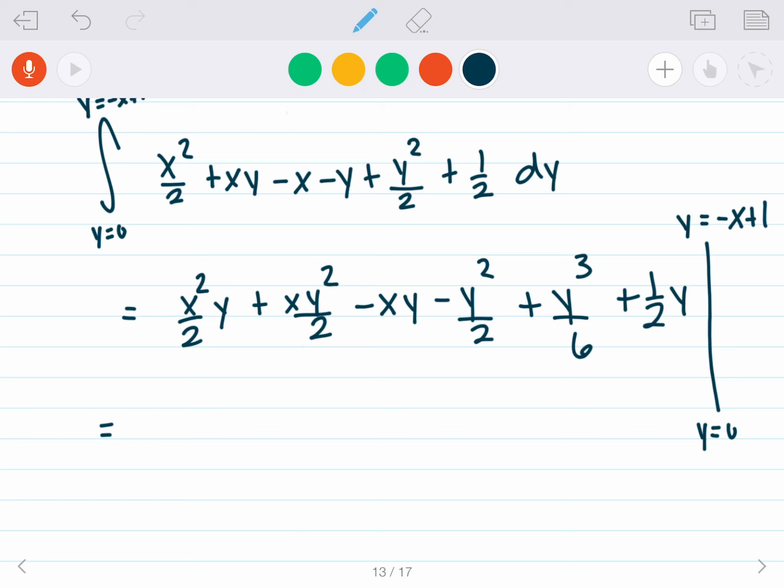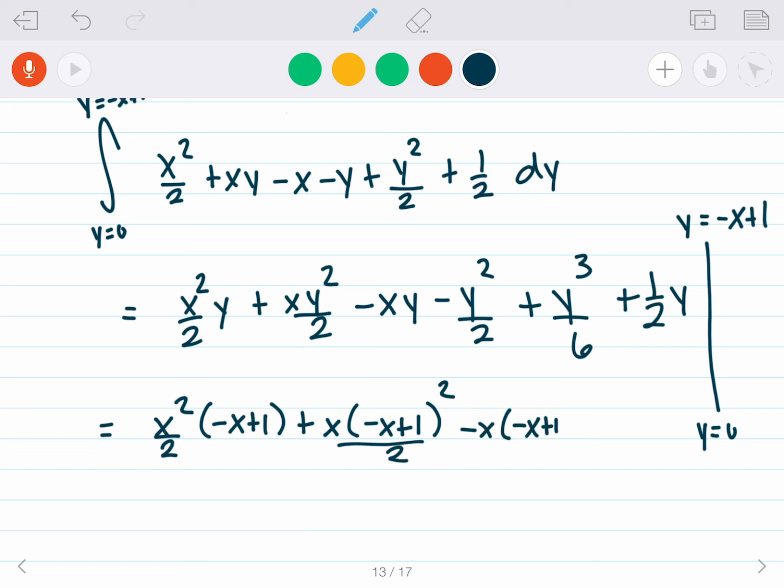Okay, so plugging in for y, we get x squared over 2 times negative x plus 1 plus x times negative x plus 1 squared all over 2 minus x times negative x plus 1 minus, to make room, negative x plus 1 squared over 2 plus y cubed, so that's negative x plus 1 cubed over 6 plus 1/2 y.